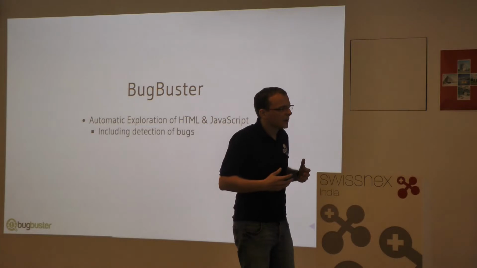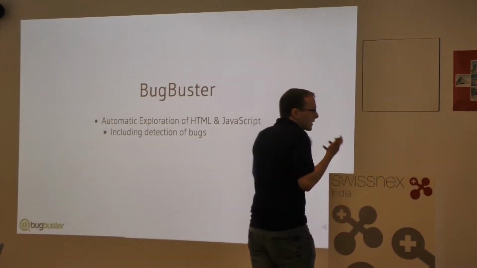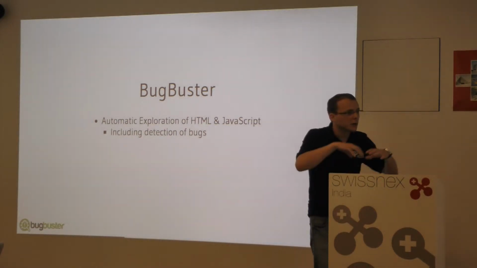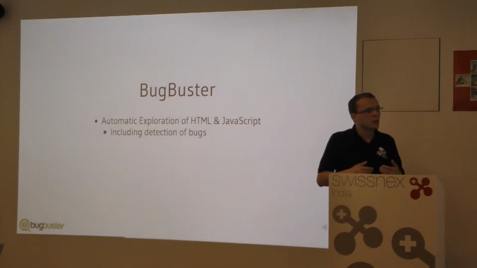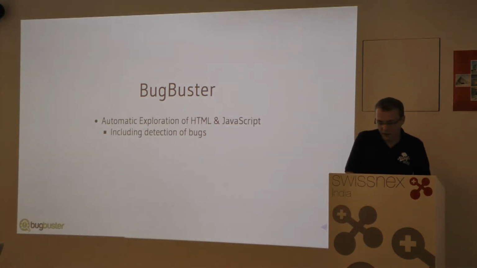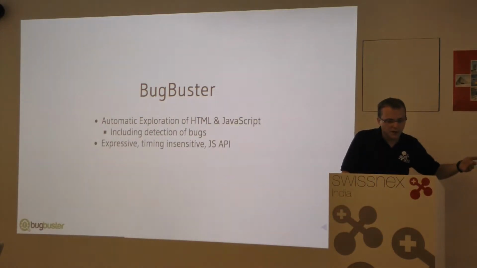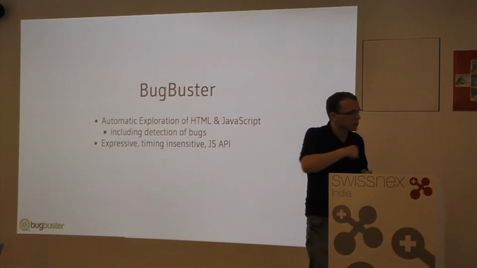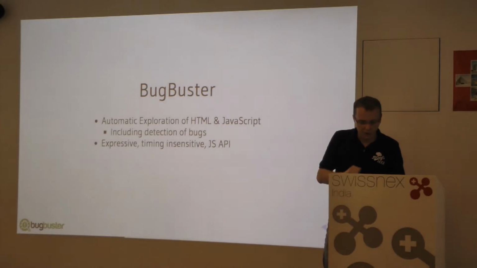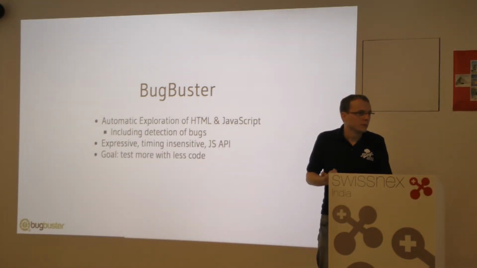Blockbuster is a tool that will explore your application, and while it's exploring the application, like a human would do, it will open the browser and type the user stuff, click on the button and stuff. While it does that, it will report all the technical problems that it can find. It also has an expressive, time-insensitive JavaScript API, that I showed you, those were the 20 lines of code. And the goal is to test more with less code.